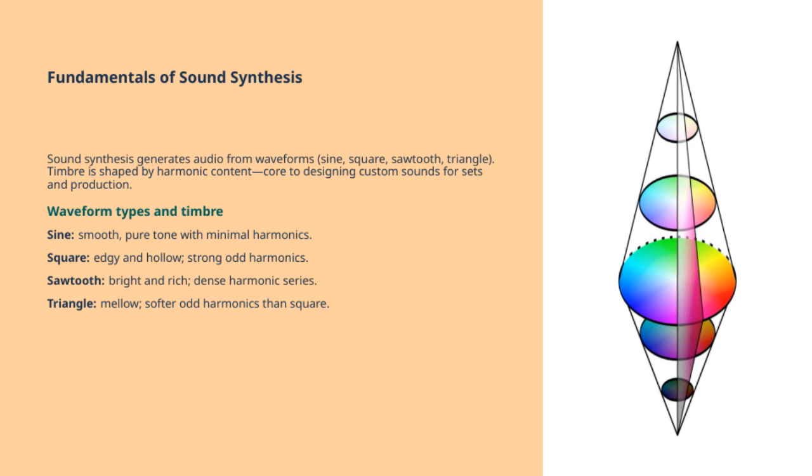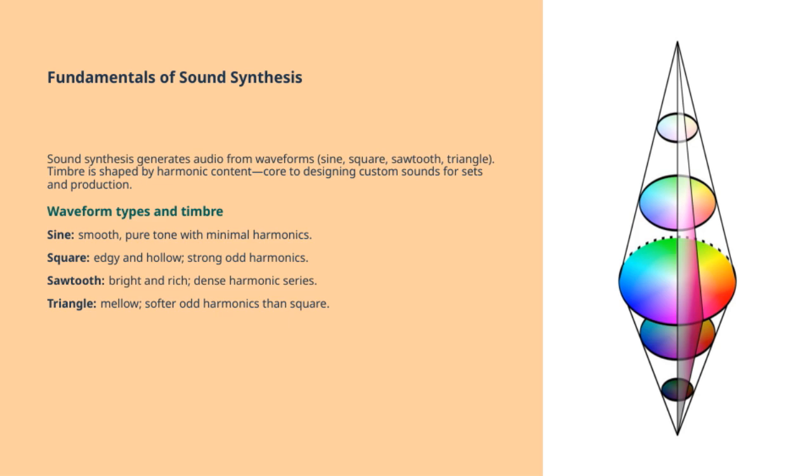The sawtooth wave is brighter and richer, containing a dense series of harmonics that make it very lively and full. Lastly, the triangle wave is softer and more mellow, with fewer and softer odd harmonics compared to the square wave, resulting in a gentler tone.